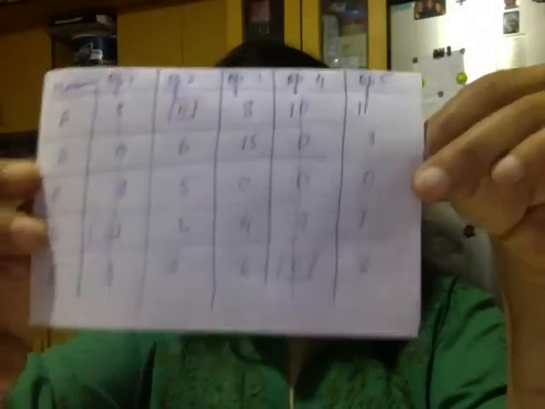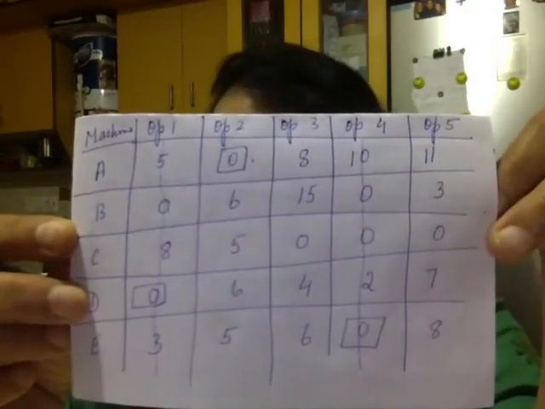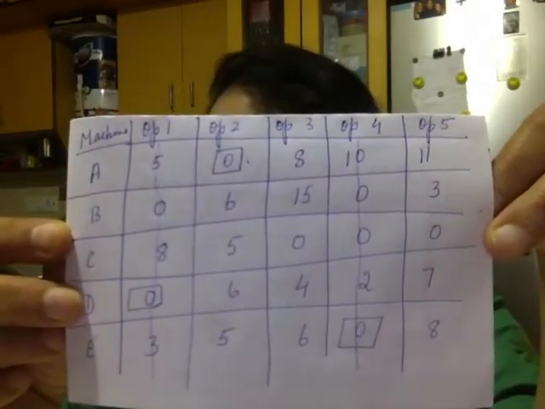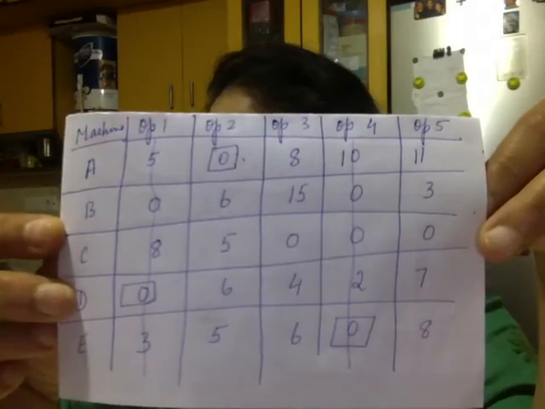Now look at row A. It has only one zero. Look at row B. It has two zeros. Look at row C. It has four zeros. So C will get a horizontal line. Three zeros, isn't it?